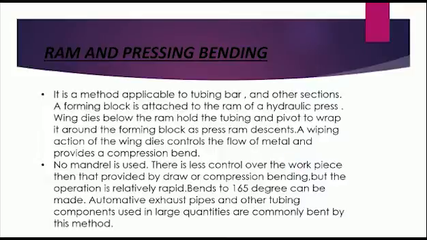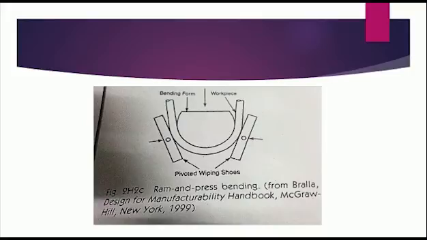The ram bending process is one in which the material is bent in segments at multiple locations in order to achieve the required radius. Ram bending is a unique approach in adjusting and forming material to customers' specifications. So there is no metal used in this process. It bends to 165 degrees, and automotive exhaust pipes and other tubing components used in large quantities are commonly bent by this method. So this is the figure for ram and press bending.